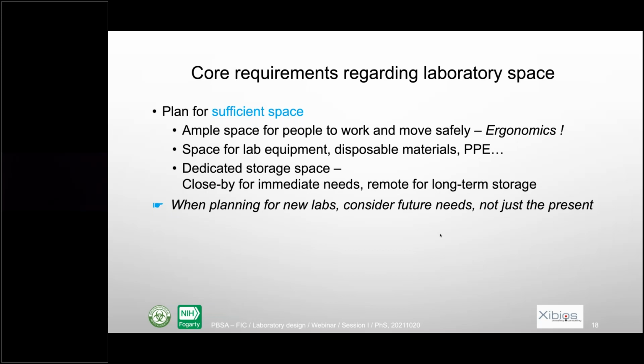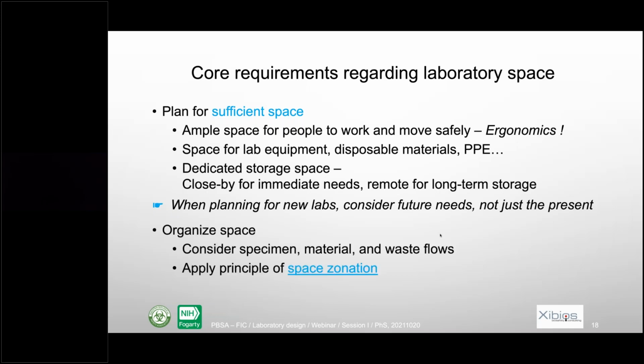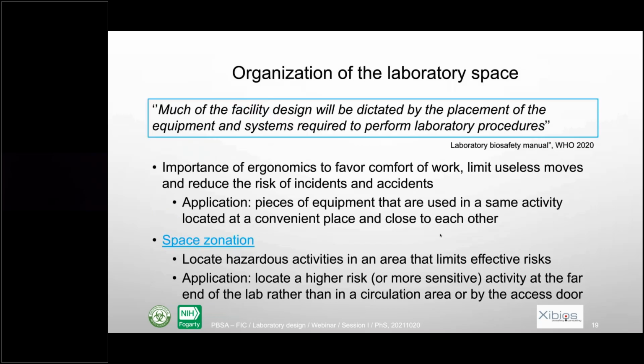Remember also, when you plan for new labs, you also need to consider future needs, including with respect to space, because you might have some extension activities, you might have more people, more equipment, and so on. And then you need to organize space. And for that, we should consider the personnel flow, but also the flow of specimen, materials, and waste. You need to think about how those materials will enter the lab and how you will eliminate waste. And you should also apply another principle, which is the principle of space zonation. I will explain a bit more about that now.